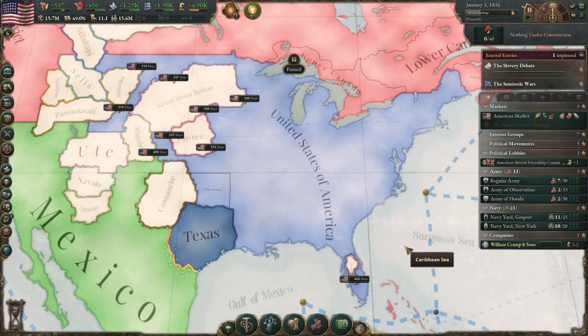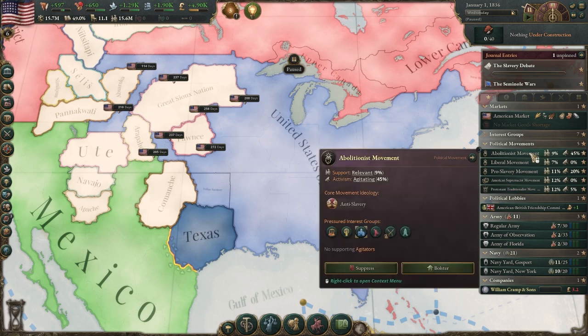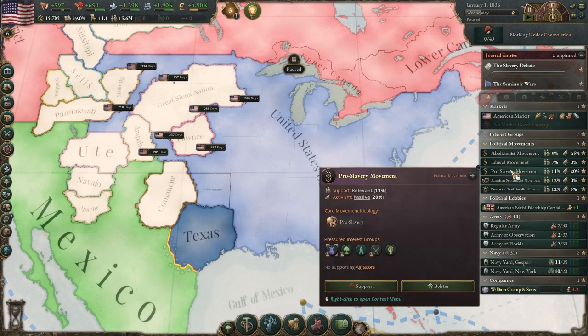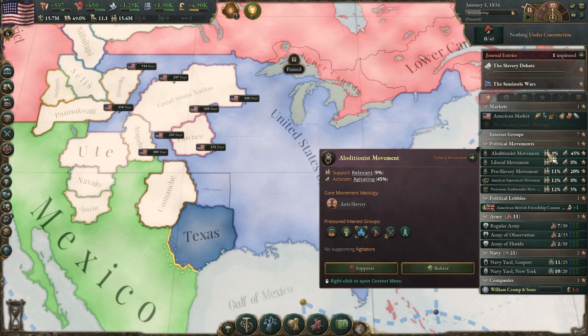Let's look at the United States for our example. You'll find your list of political movements on the right-hand side, right here. The US starts with an abolitionist movement, along with a pro-slavery movement. Two opposing movements. The numbers next to the name are showing you the political movement's support and activism.